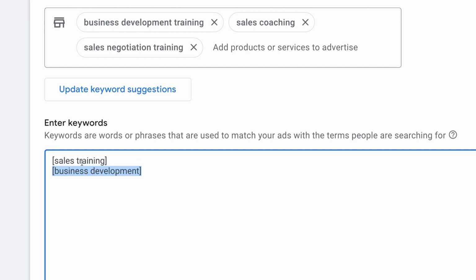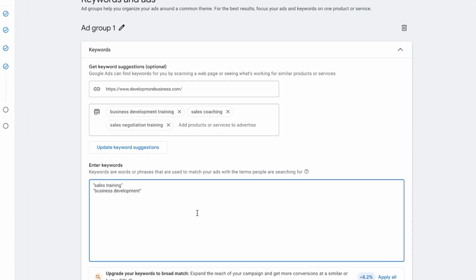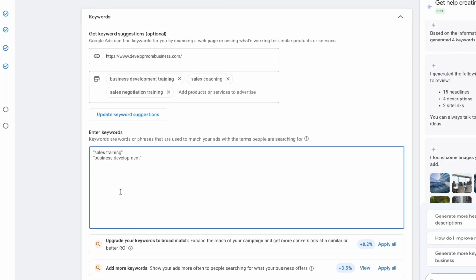If you want it to be a little more loose and be a phrase match related keyword, so for example, sales training in Auckland or business development experts and consulting, then you want to add the speech marks on either side of the keyword. And what this is going to do is it's now going to loosen the search phrases a bit more.